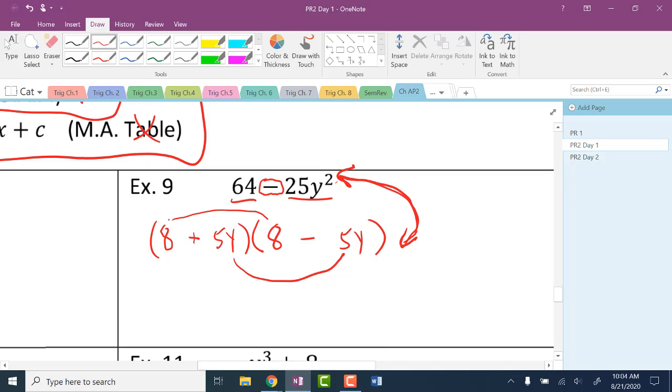Wait, Mr. Samuels, you didn't do O and I. O, -40y, I. I'm sorry, what? That's the wrong line. Strike that. O, I. My bad. 5y times 8 is 40y. So -40y and +40y cancel out. That is why there is no middle term in this.